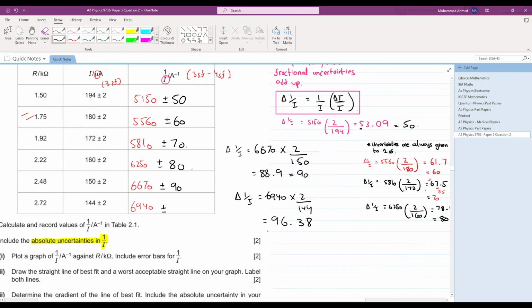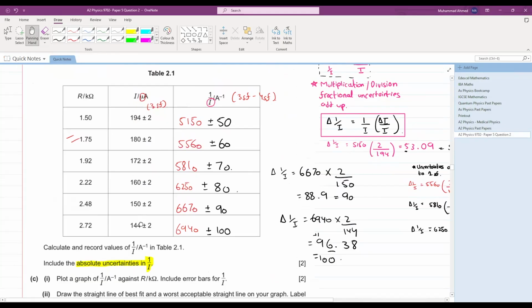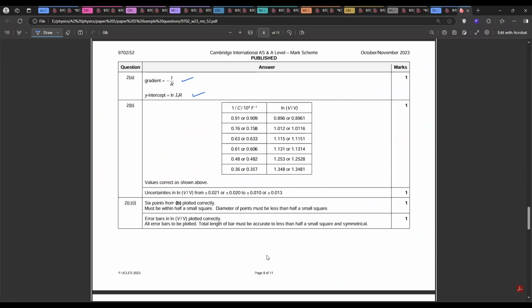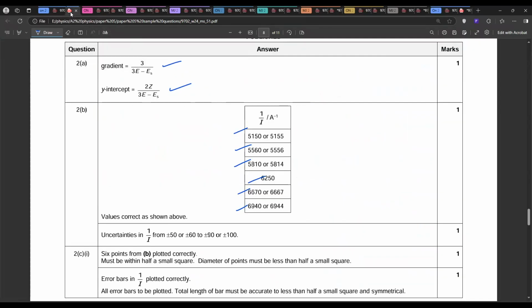96.38. If we convert this to one significant figure, can you see the second digit is greater than or equal to 5? So we will add a 1 here. This will become 100 as your uncertainty. Let's check this out as well. Why are you believing me? Let's check this out in the marking scheme as well. This is October November 2024, paper 5, variant 1, question 2. If I see here, yeah, this is the one.